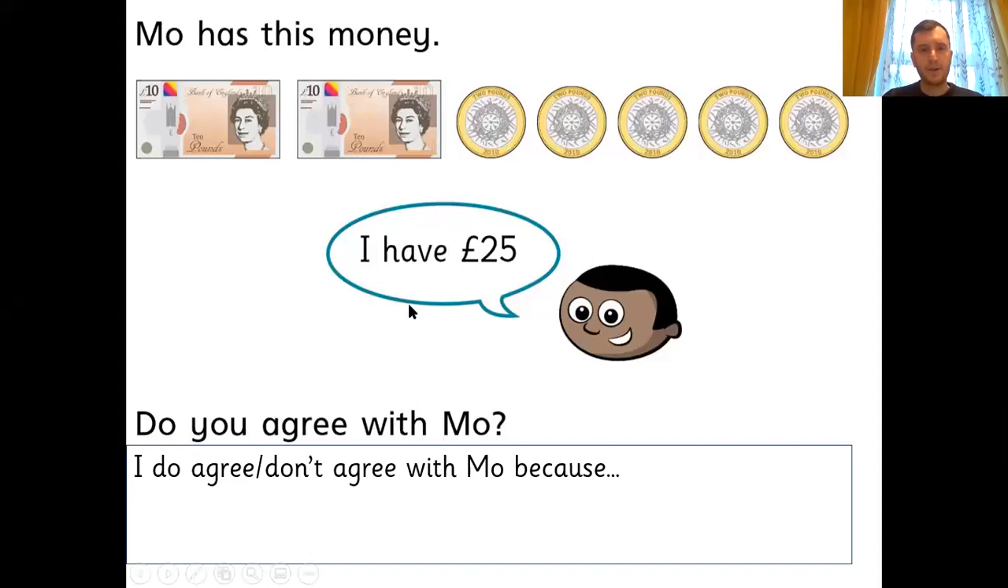Last question. Mo has this amount of money. He says, I have £25. He's got 2 £10 notes and 1, 2, 3, 4, 5 £2 coins. Do you agree with Mo? If you're doing this on the PowerPoint, you can type your answer into the box. Otherwise, just jot your answer down now. I agree with Mo or I don't agree with Mo because. Once again, pause the video if you'd like some more time.